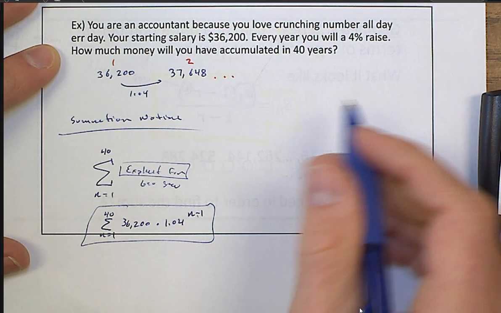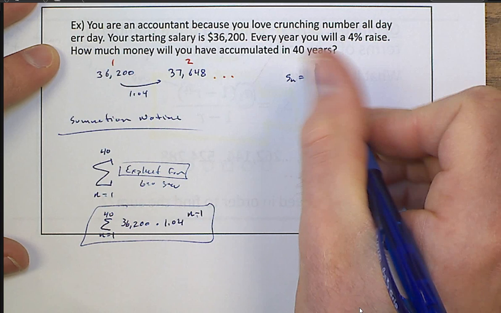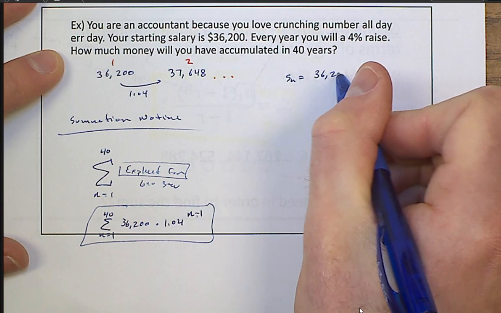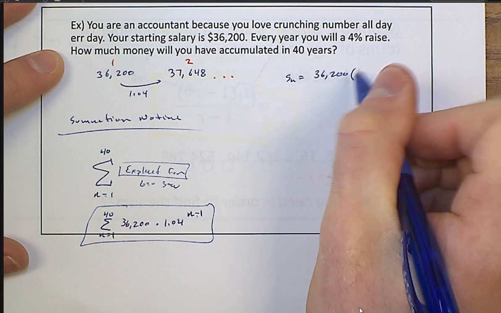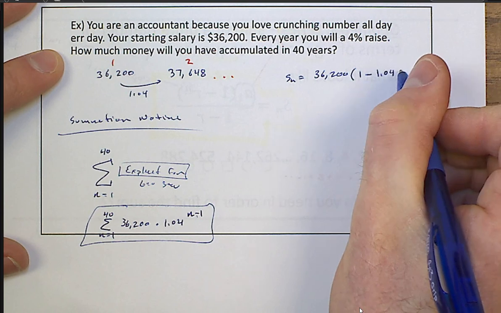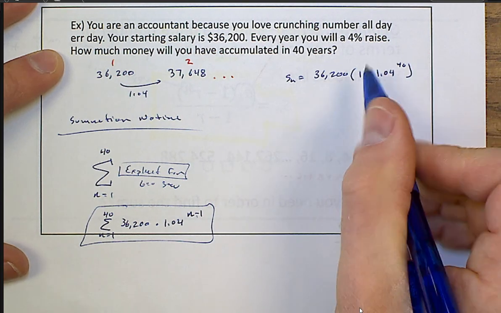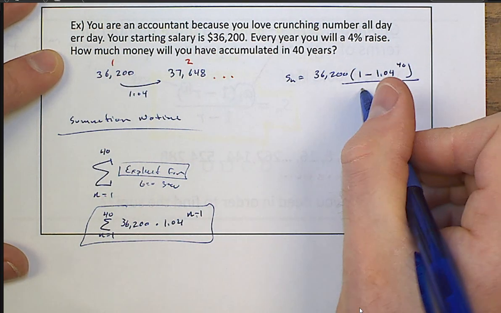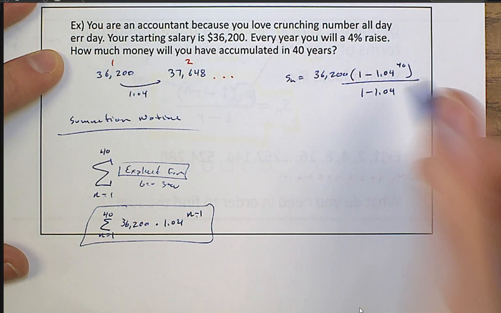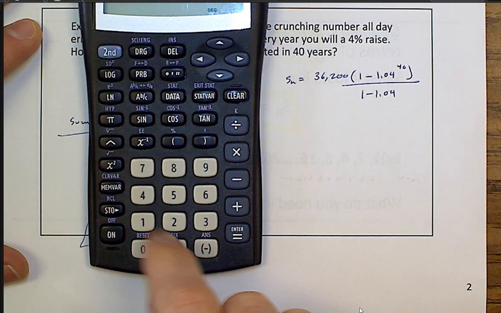Let's write our sum formula down. So I have S sub n. My first term is 36200 times 1 minus the common ratio 1.04 to the 40th power, because again there are 40 terms that we're going to be adding up, and divided by 1 minus 1.04. Okay? So let's take our calculator. Again, calculator is important. Make sure you're doing things in the right order.